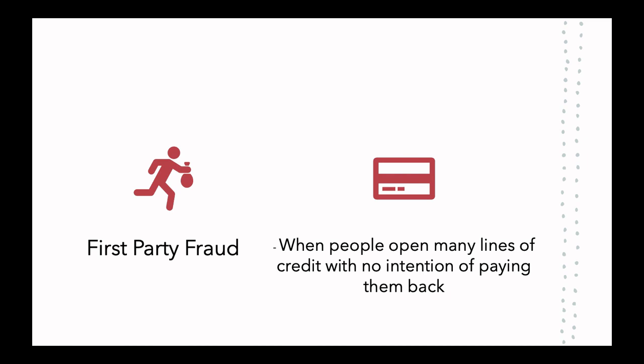Moving on, let's talk about what first party frauds are. So, this form of fraud occurs when individuals deliberately open multiple lines of credits or accounts with no intention of fulfilling their financial obligations. The fraudsters can employ various tactics to carry out first party fraud, and this can include providing false employment or income information, or creating fictitious identities, or they can also use stolen or fabricated documents.